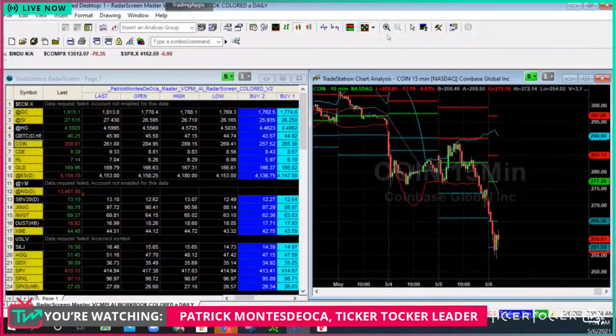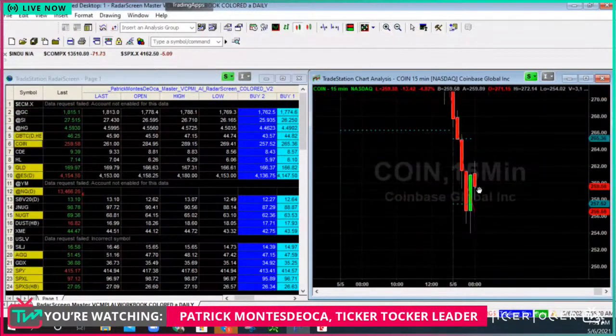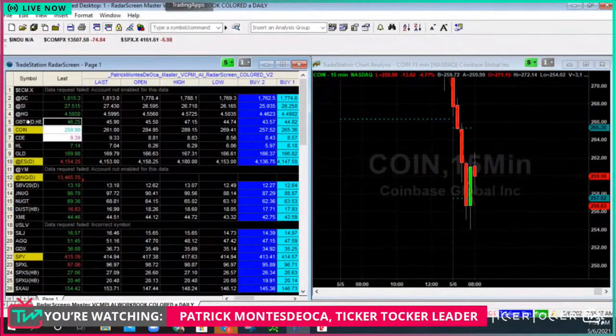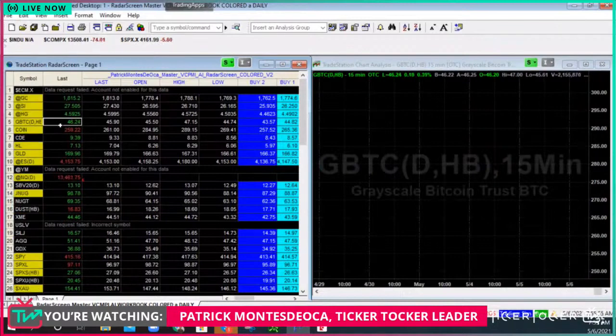You can see coin has activated a buy signal from the B2 level. A lot of volatility today.